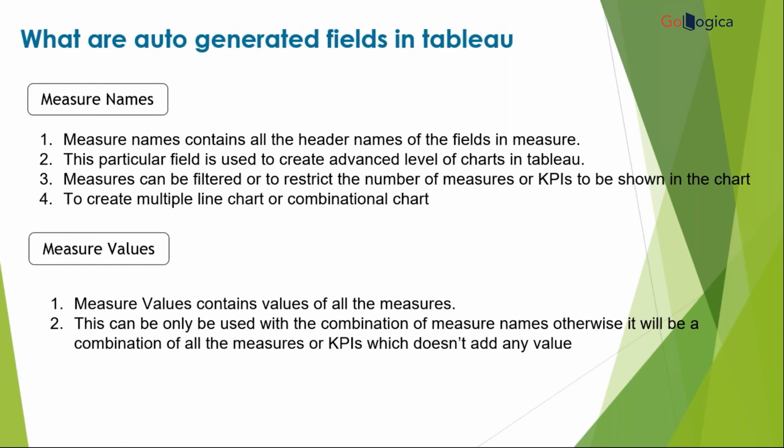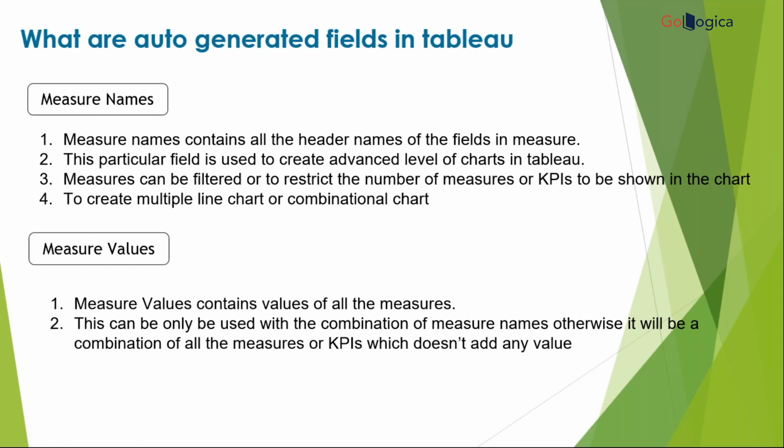Okay, so now let's talk about the auto-generated fields in Tableau. So measure names and measure values. So these two are very important while creating multiple types of charts. Let's say you are creating dual axis charts or any type of dual charts. We can use these particular measure names or measure values. So now let's see what these measure names and measure values contain. So measure names, in the title itself, it contains the names. So it contains the header names of all the fields in measure.